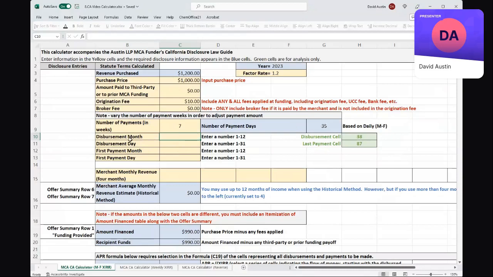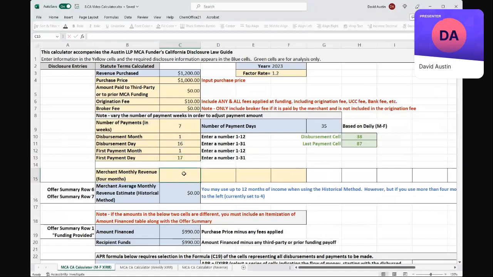Next, we put in the disbursement dates and the date of the first payment. Very important to put in the proper disbursement date for any disclosure. So put in 1 for January, and let's put in 16 for the day. And that's a Monday. First payment month is also 1. And let's make the first payment day the 17th, the next day.